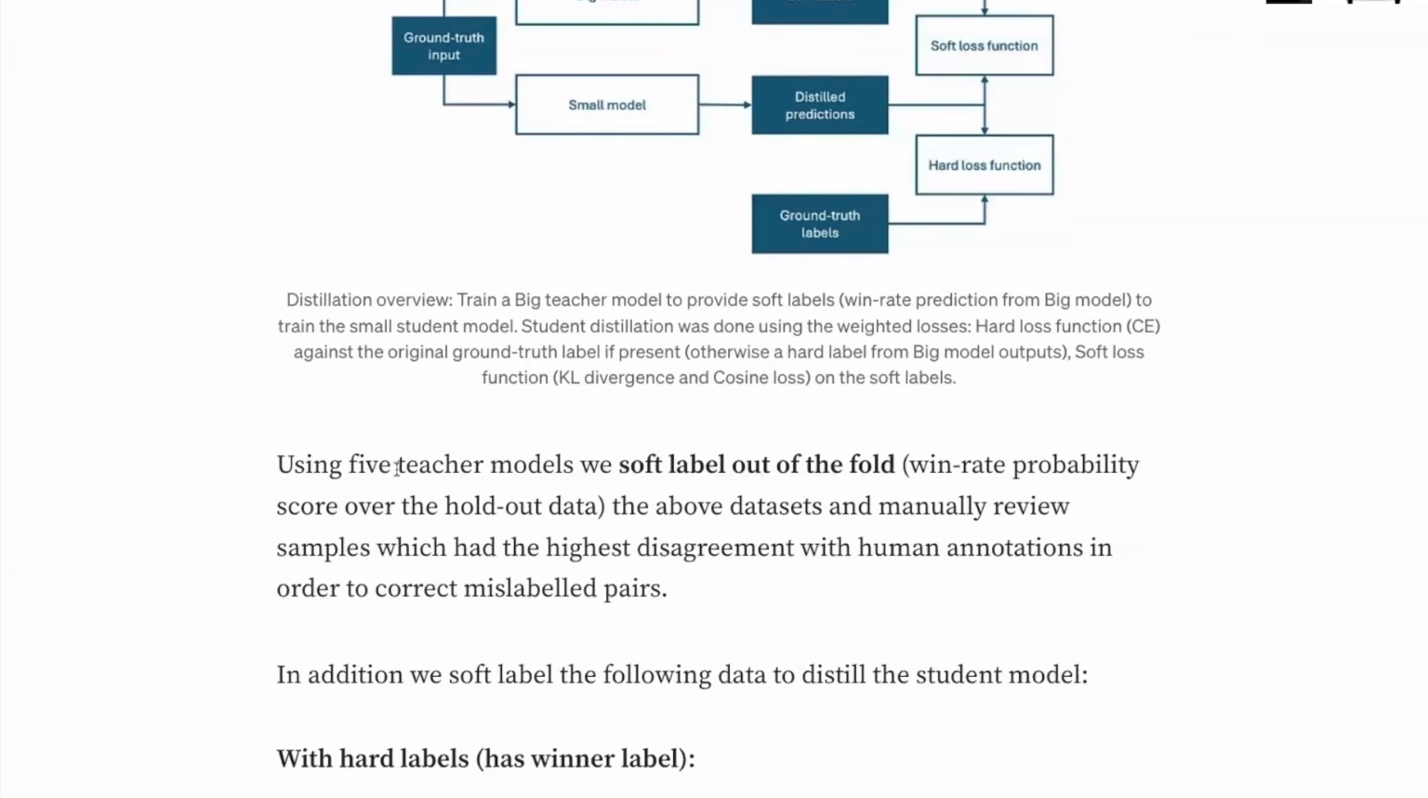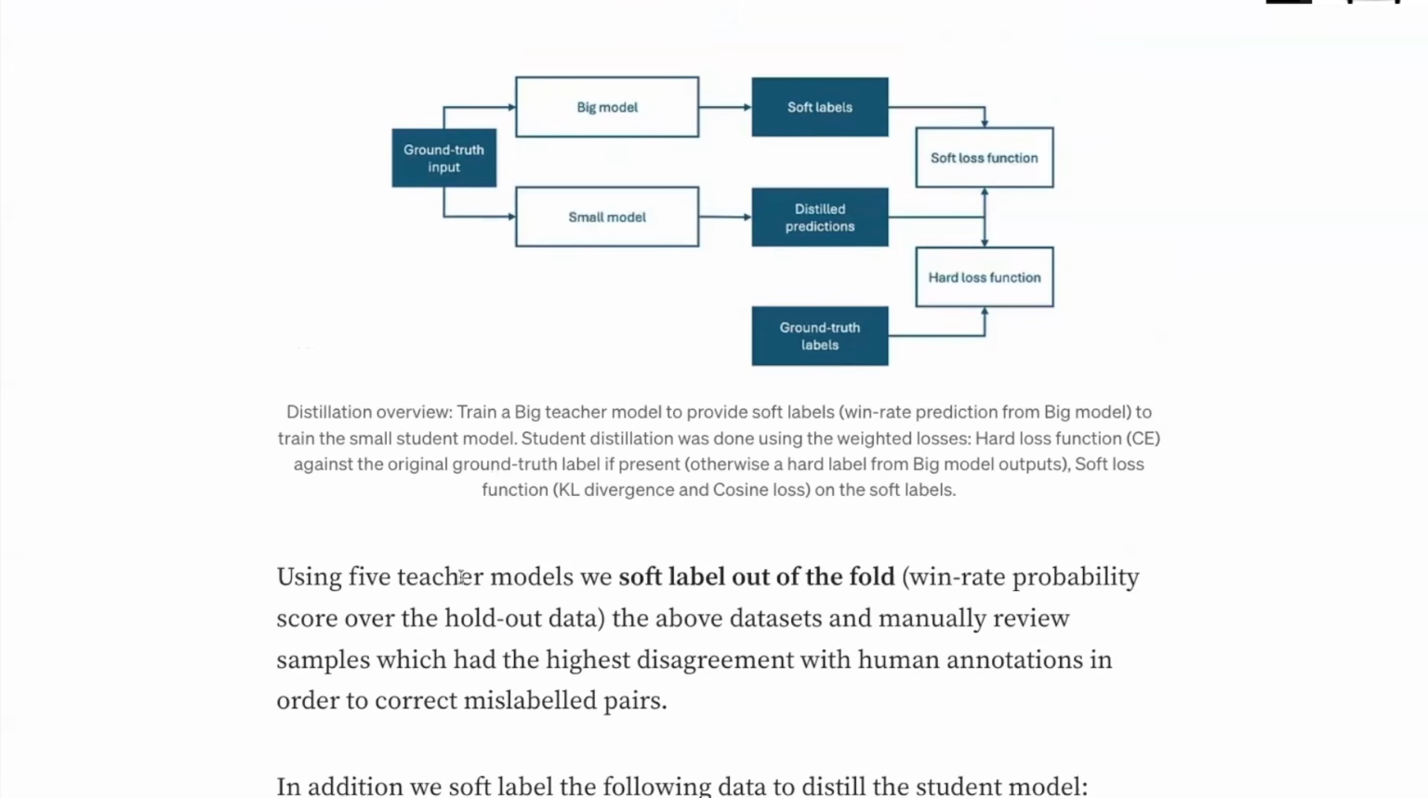So using the 5 teachers, the teacher model is trained on 4 folds, right? And then we use that model to predict the remaining 1 fold, and collect the win rate probability scores over the holdout data sets. And that creates the soft labels to train the small model.